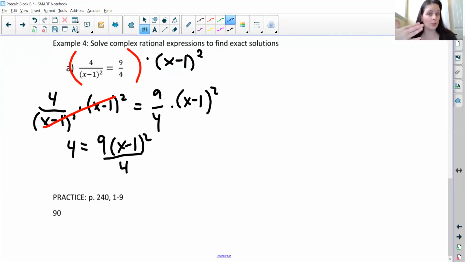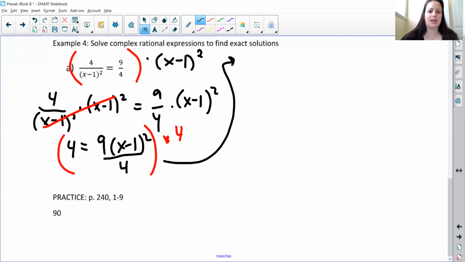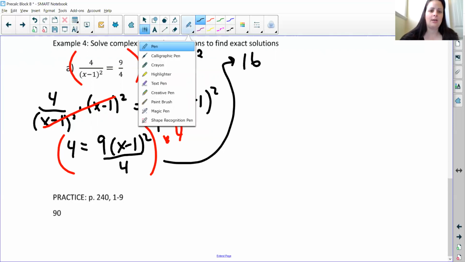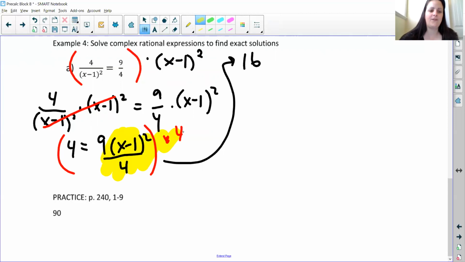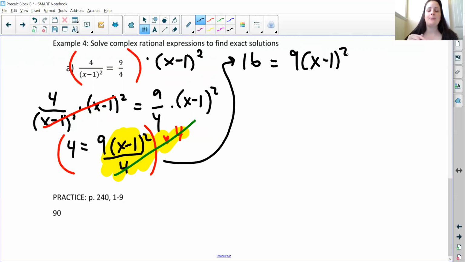Now, we want to get rid of the 4 as well. We actually could have done this all in one step, but I'm going to show you it in 2 steps. So now we're going to multiply everything by 4 to get rid of that denominator of 4. So everything's being multiplied by 4. 4 times 4 is 16. And if we multiply that whole thing by 4, the 4s will cancel out and leave you with just what was on the top, 9 times x minus 1 squared.